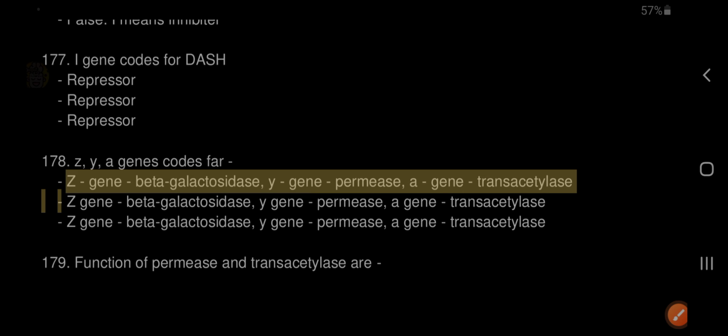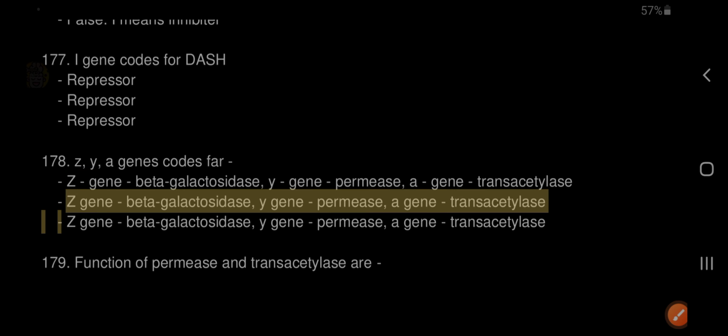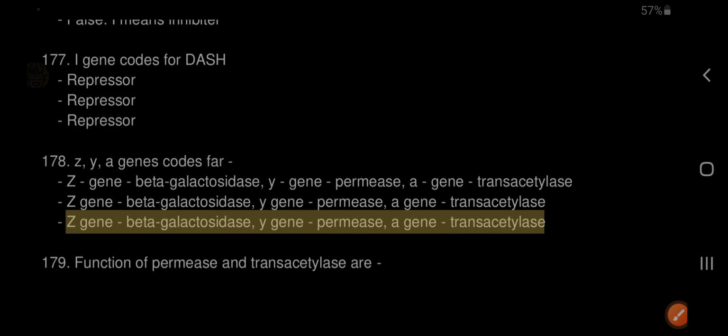178. The Z, Y, A genes code for: Z gene, beta-galactosidase; Y gene, permease; A gene, transacetylase.